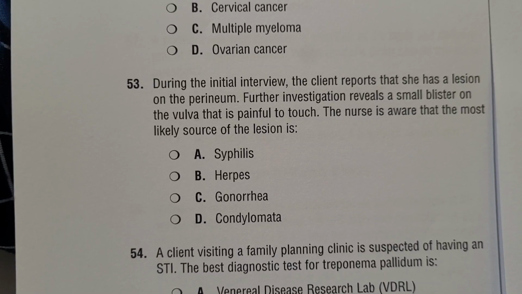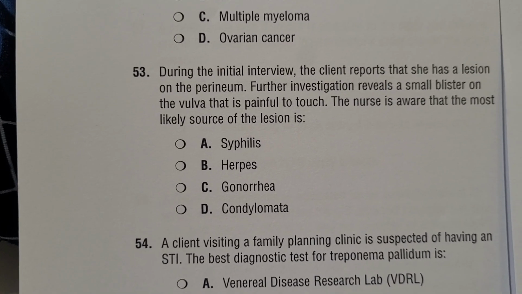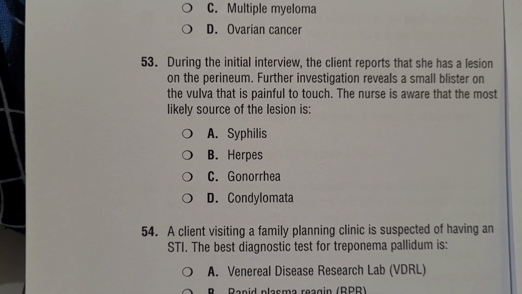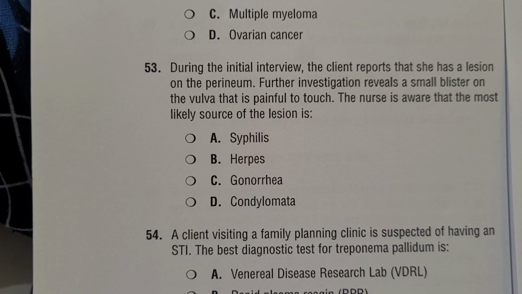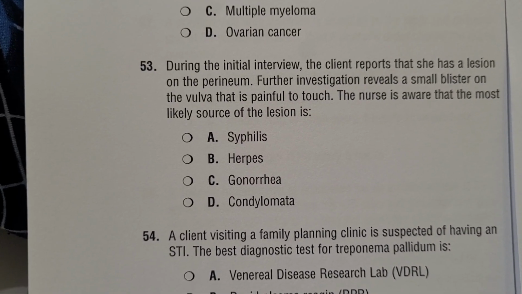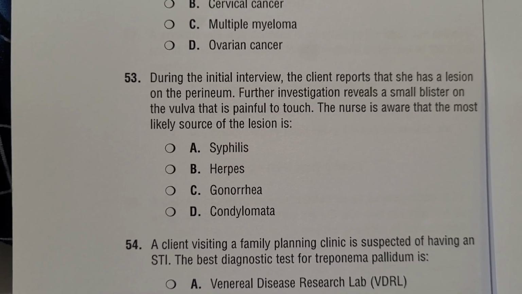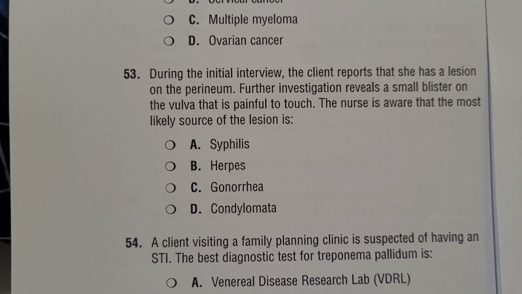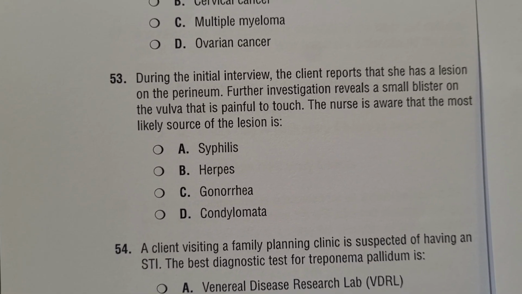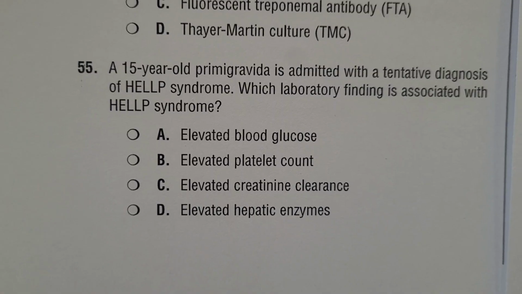Number C, gonorrhea. Gonorrhea does not present as a lesion. There is no lesion that presents with gonorrhea, so that is an incorrect option. Number D, condylomata. Condylomata lesions are painless warts, so D is also incorrect. Because in the question they mention painful to touch, the painful lesions are most probably related to herpes. So our correct answer is number B, herpes.